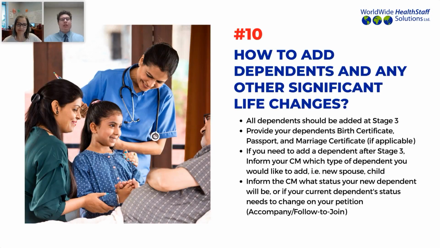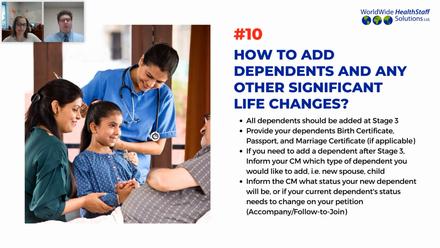Now, for those of you that don't know what accompany and follow to join mean, accompany essentially means that the dependent that you have on your petition will follow you to the U.S. at the time that you will be coming to the U.S. So they will be accompanying you to the U.S. when you travel. Follow to join means that they'll end up following you after you travel to the U.S., and you will petition for them once you're in the U.S. to come to the U.S. with you after you've already landed here.